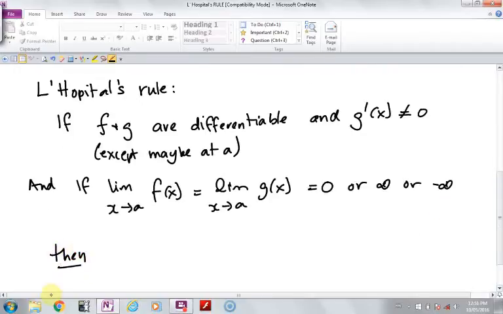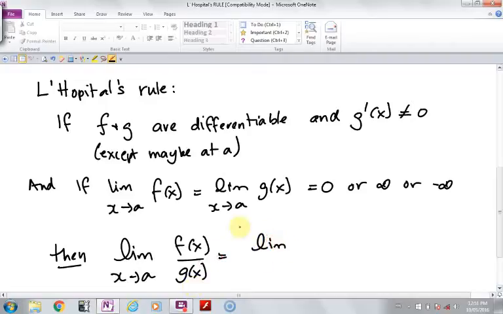Then, and here's the nice part, to find the limit of f of x over g of x as x approaches a, we can find the limit of f prime of x over g prime of x. So we can take the derivatives and find the limits. And why that's nicer is because sometimes the derivative is a less complex function, but also because sometimes then we can simplify this. And so instead of getting 0 over 0, it'll simplify and not give us 0 over 0, and we can actually find the limit.